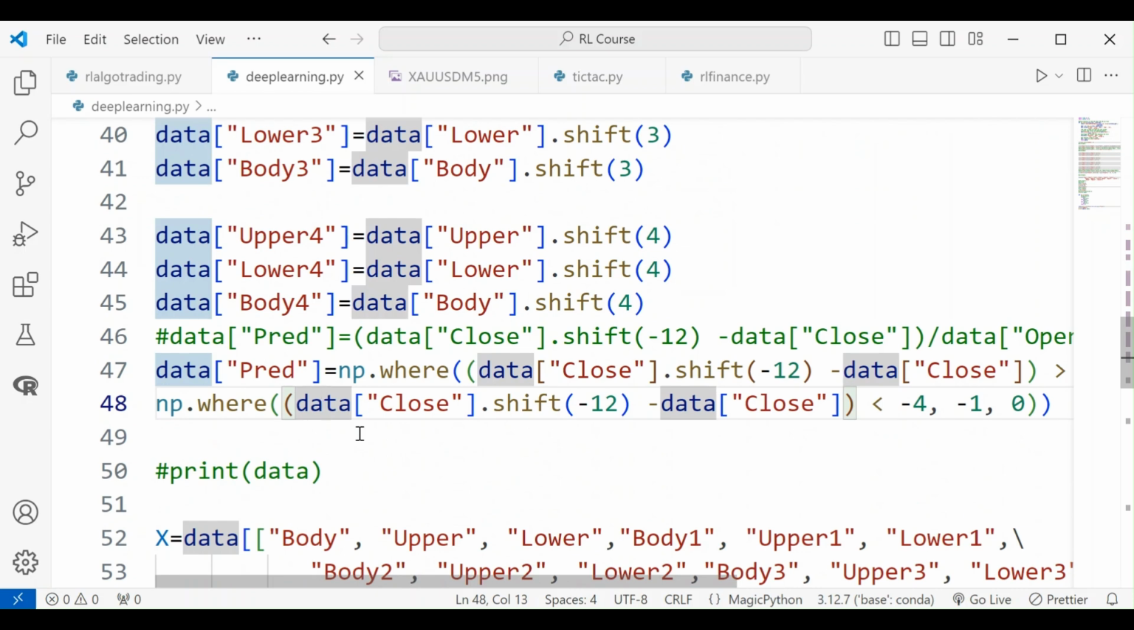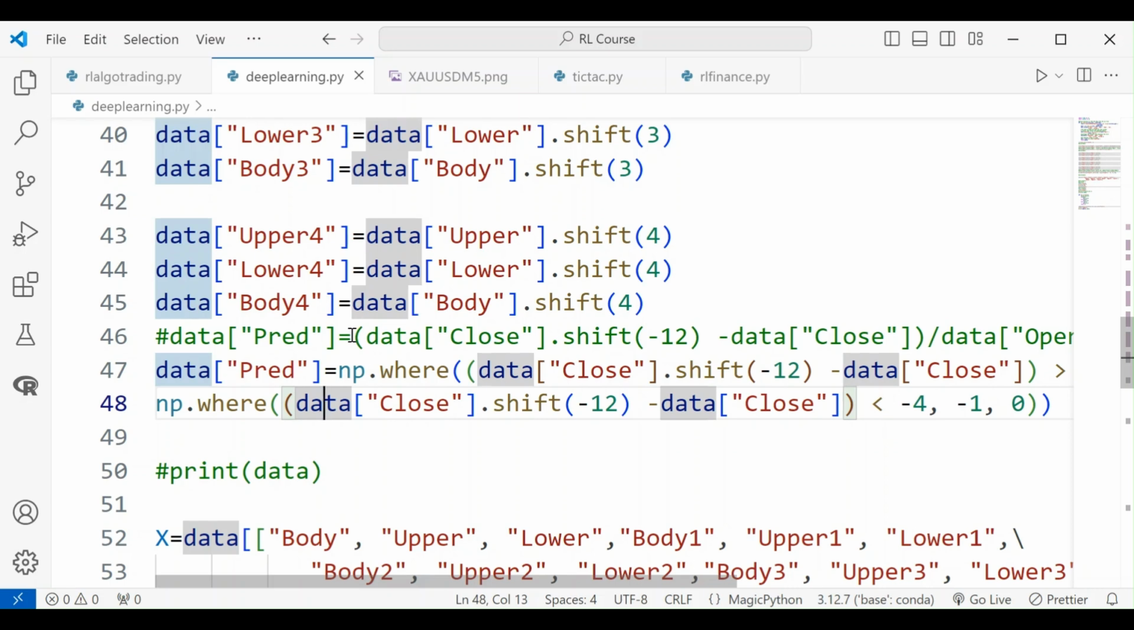In the last video, I calculated the prediction by subtracting the close 12 columns ahead from the close of the present candle and dividing by the open. So I got a number. Regression is simply like when you want to predict the temperature of tomorrow. You say it will be like 30.2 degrees centigrade, right? So regression is when we have a numerical output.